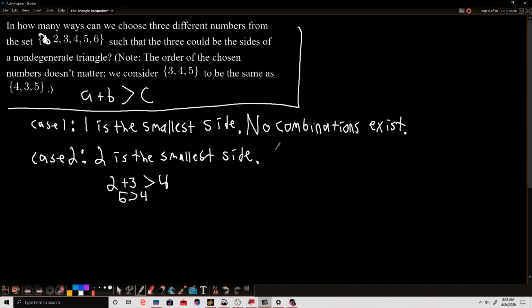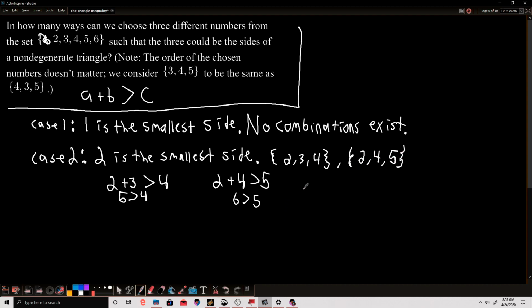So, one possible set is 2, 3, and 4. That absolutely works. Okay. Well, how about 2, 3, and 5? Well, that can't work because that would give equality. So I can't use 3 again. So let's try 2 and 4, and then let's use 5. Well, is this true? Absolutely, because 6 is greater than 5. So another combination we have is 2, 4, and 5.